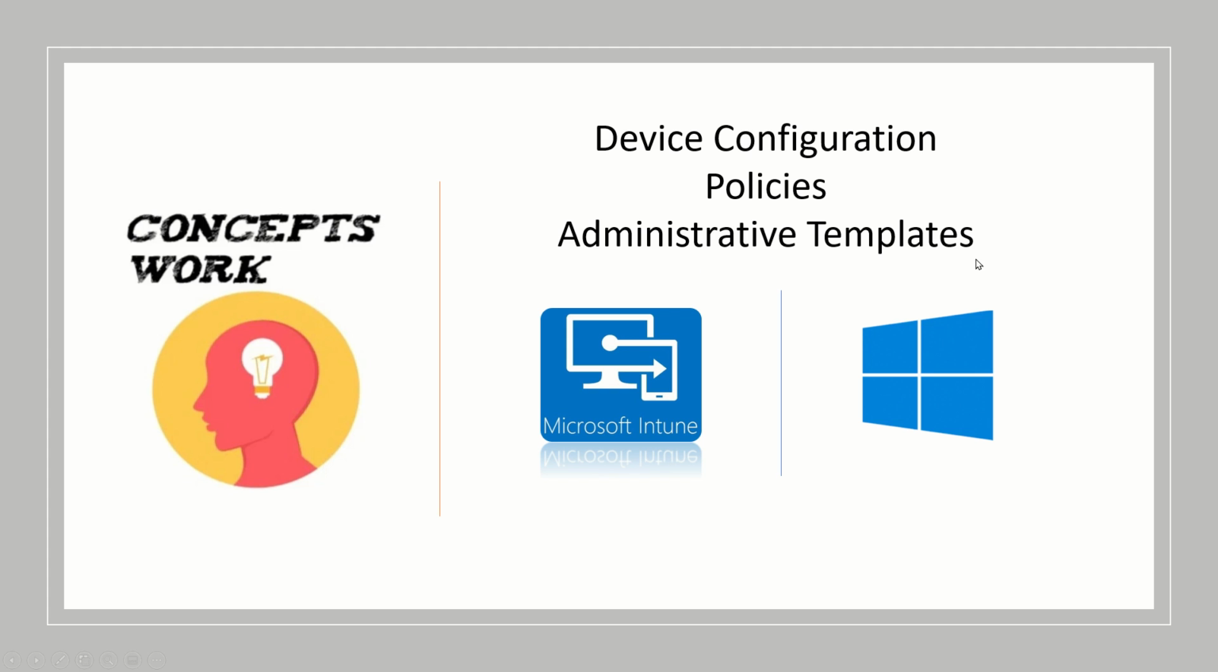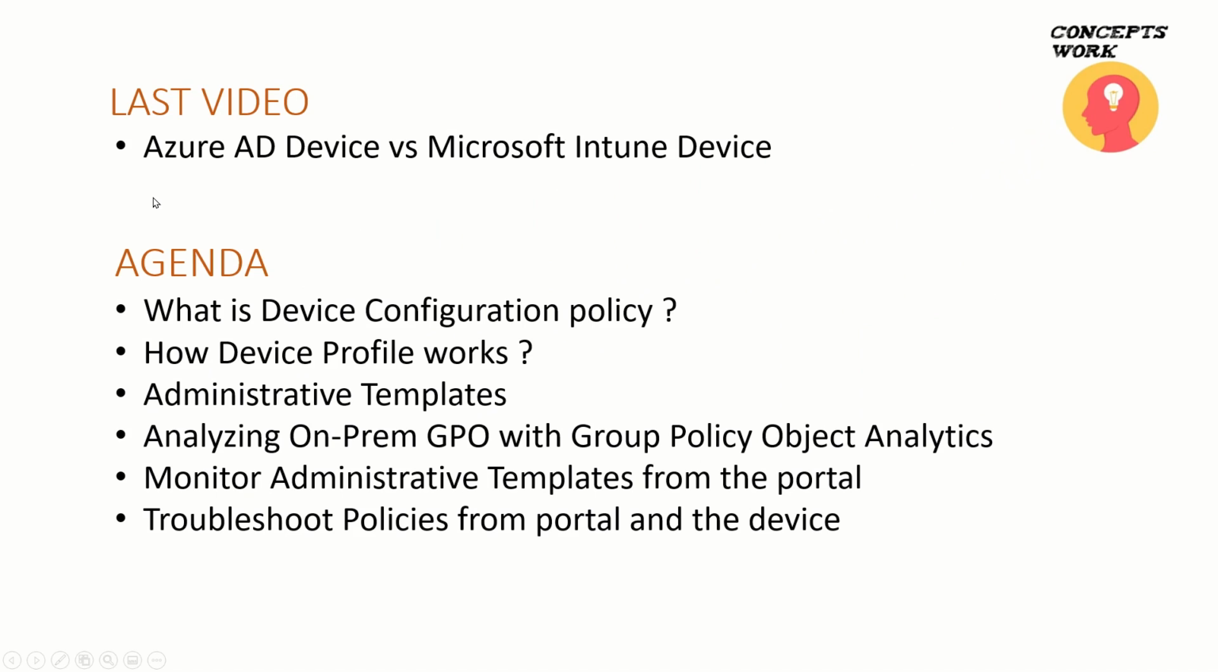Now, if you're watching the series from the beginning, in the last video, we discussed a comparison between the device object that gets created in Azure AD compared to the device object that gets listed on the Endpoint Manager portal, which is endpoint.microsoft.com. What is the purpose behind these two different device identities, how are they related, and what are the functions behind it?